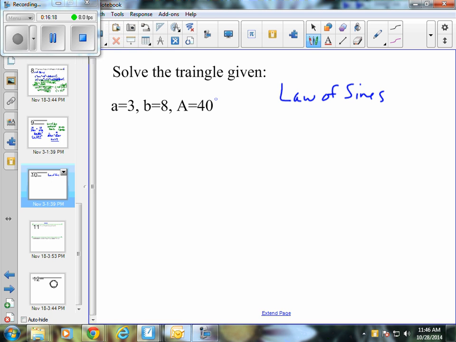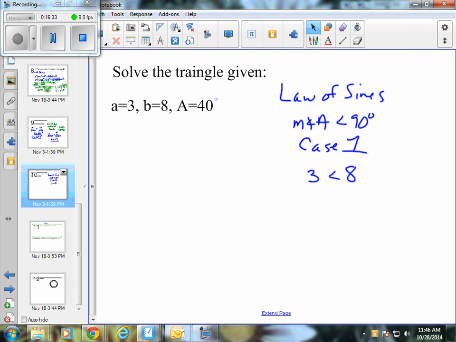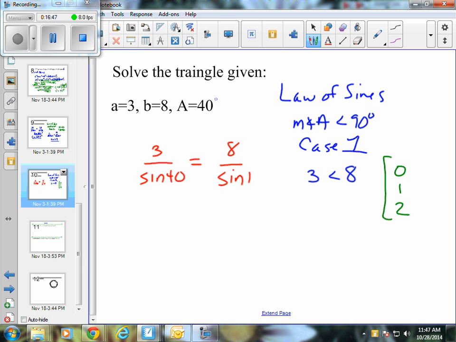The angle that we're given, the measure of the angle A, is less than 90. It's acute. So that's case 1. And let's take a look at the lengths of the sides. So the little a being across from B, it's shorter, which means we have 3 different possibilities. It's either going to be none, 1, or 2 triangles. We have to figure out which one of those situations it is. The only way to do that is to go ahead and set up your law of sines and see what happens. So we're going to solve for that angle B.